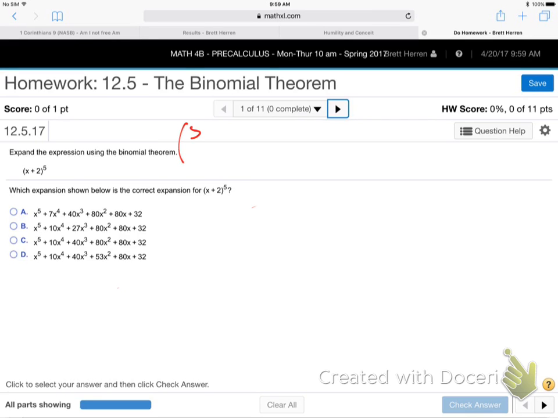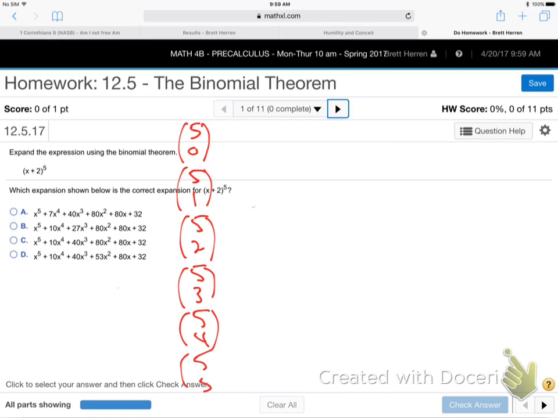You start with the 5, and you go 0, 1, 2, 3. I know that looks weird, like, what is that? But just write it down for now. It almost looks like a fraction, but there's no bar. Those are not fractions. It means 5 choose 0. It's combinations. It's something I'll explain in a minute. So just write them for now.